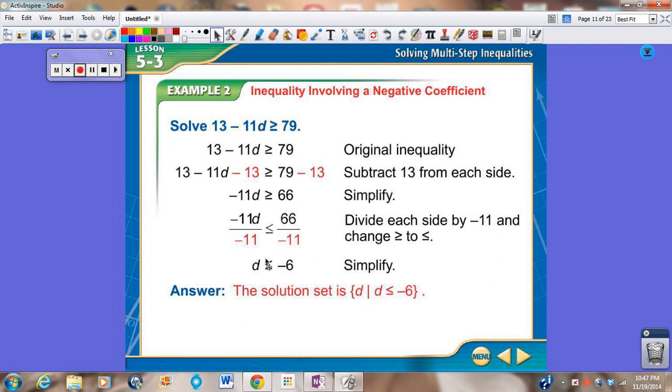So when you divide by the negative 11, you also flip the inequality, because here it's greater than or equal to. Notice in the answer it's less than or equal to. So b is less than or equal to 6, and you can write that as the answer. You don't have to write the "such that" with the solution set. Okay?